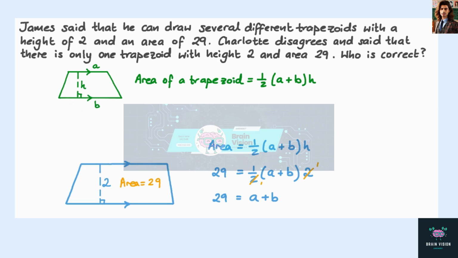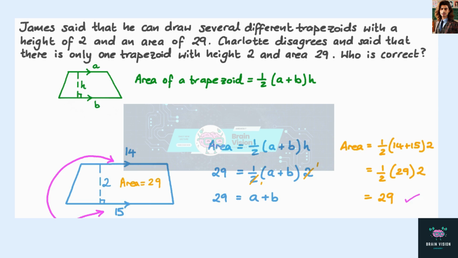a + b. Remember that a + b means the length of the 2 parallel sides added. So what this means is that these 2 sides must sum to 29 length units. So we could, for example, create bases of lengths 14 and 15 length units. These 2 lengths would add to 29, and so the area would be 29 square units.